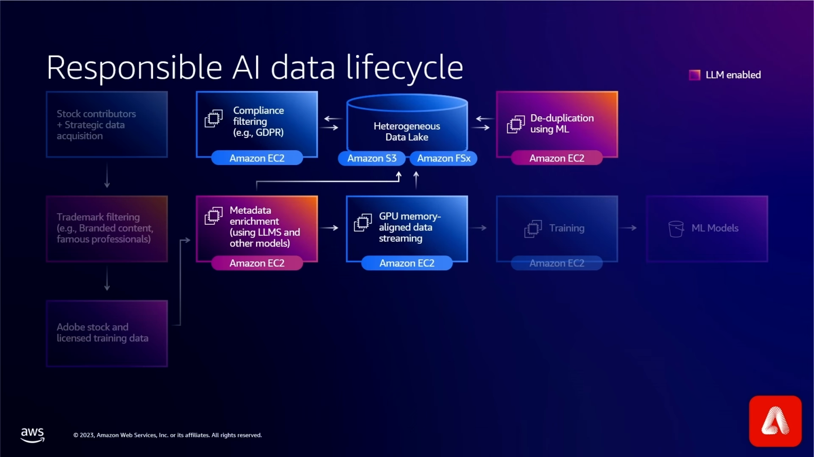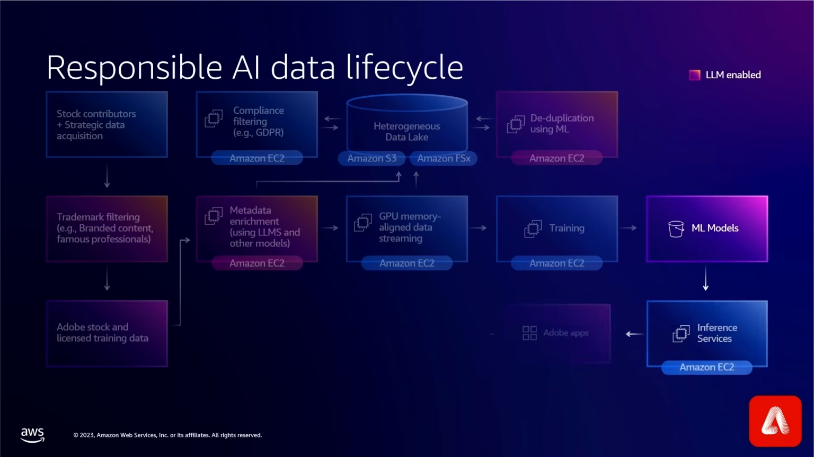So we keep data in S3, we keep data in Lustre FSx, and we continuously monitor it, continuously synchronize it with the database in Adobe Stock, and check for lineage and make sure that we have traceability of how models are trained, which data was trained.